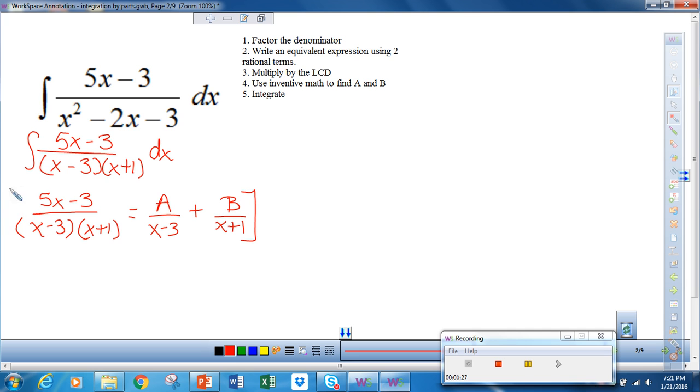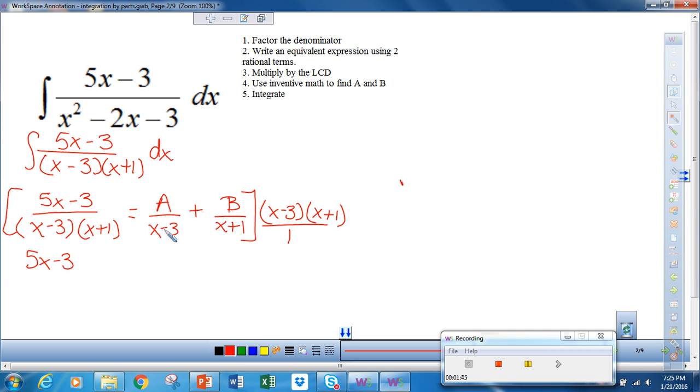multiply by the least common denominator, which would be x minus 3, x plus 1. Notice that when I multiply this entire expression by the least common denominator, this denominator cancels. Okay, so once we multiply by the least common denominator, we see that x minus 3, x plus 1, both of those factors will cancel, and we'll be left with 5x minus 3.